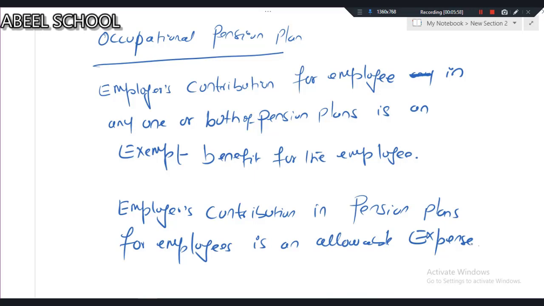So dear student, you just need to know one thing. If your employer is contributing for you, it is an exempt benefit, but obviously for the employer it is an expense. An employer will deduct that contribution from his or her trading profit. Repeat. If the employer is contributing for the employees, either in occupational pension plan or personal pension plan or even in both, that is treated as an exempt benefit for employees. But such contribution by the employer for the employee is an allowable expense, and that will be deducted while calculating profit of the business.